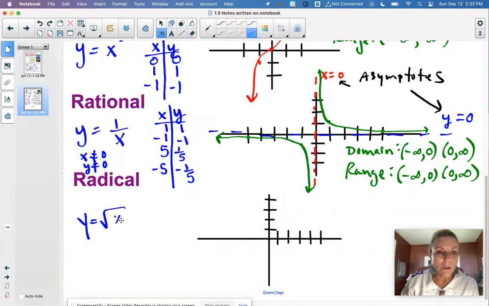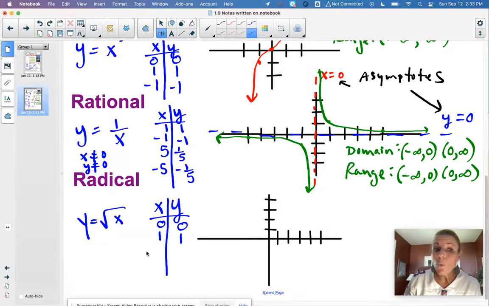y equals the square root of x. And (0, 0) will work because you plug in 0. Square root of 0 is 0. 1. Square root of 1 is 1. Ooh, no negative numbers because you can't take the square root of a negative because then you get an imaginary number, and we don't want that. Then let's try 4. The square root of 4 is 2. So I can't use any negative numbers because, like I said, that will be an imaginary number, and we're going to talk about that later because you can't take a square root of a negative.